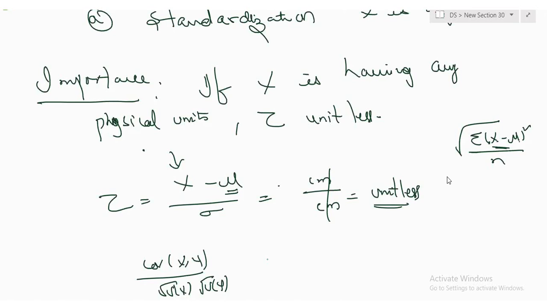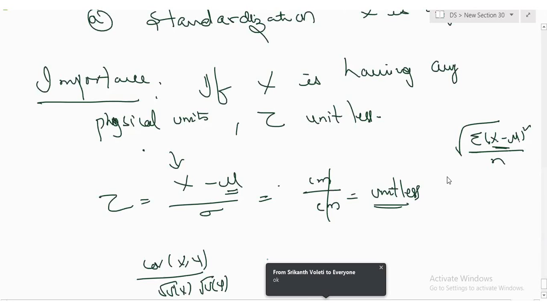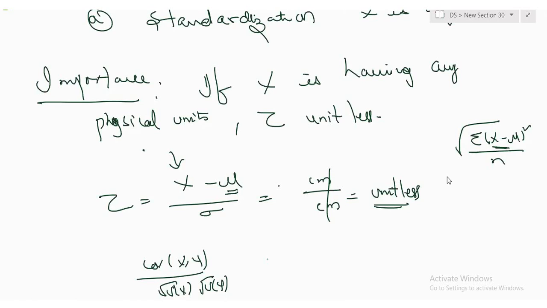If X follows the normal, Z also follows the normal. If X is not following the normal, Z also does not follow the normal. As simple as that. The statement that X follows the normal but Z does not is not right. If X follows the normal, for sure Z also follows the normal. Only the mean and standard deviation are going to change.